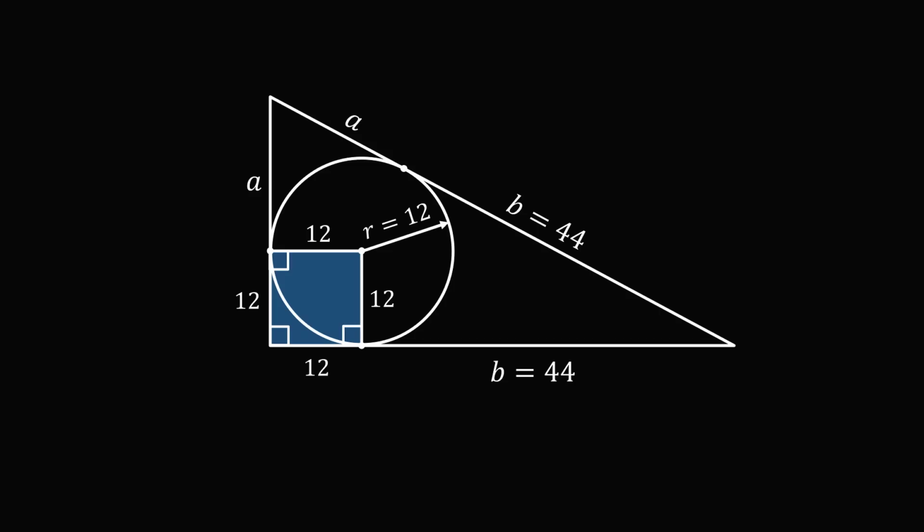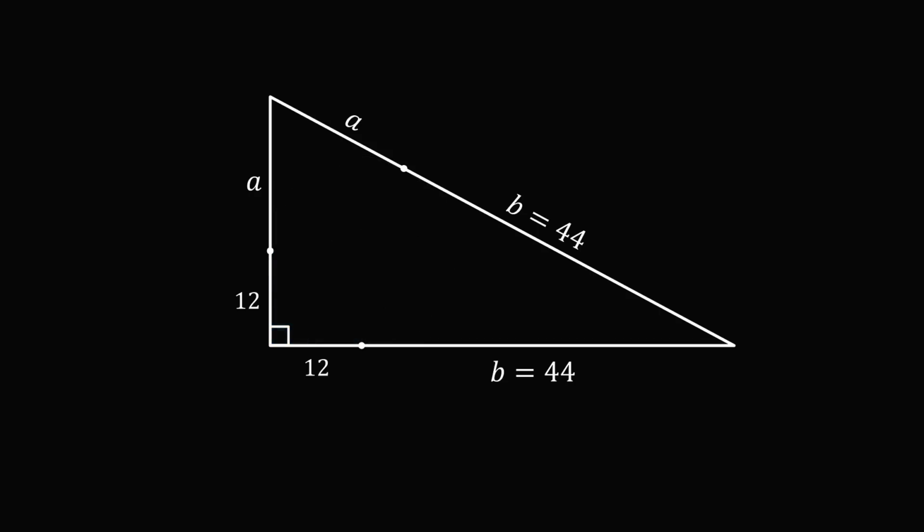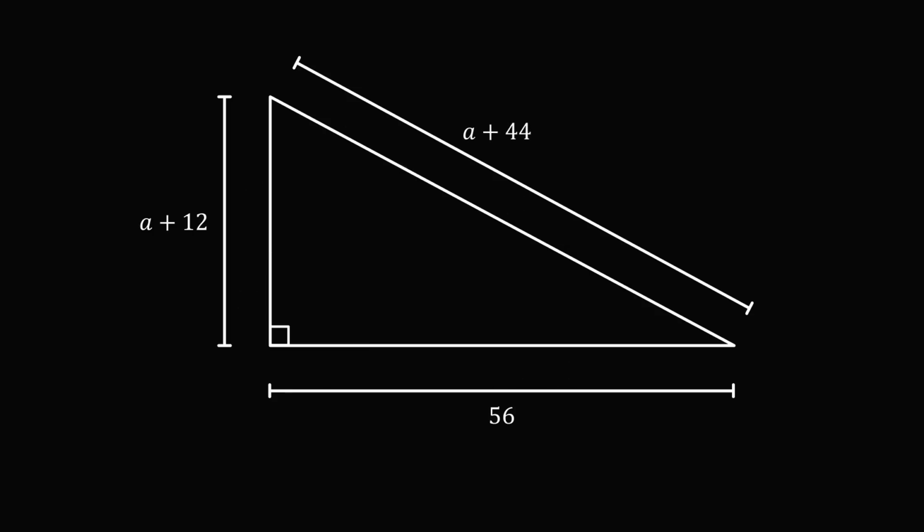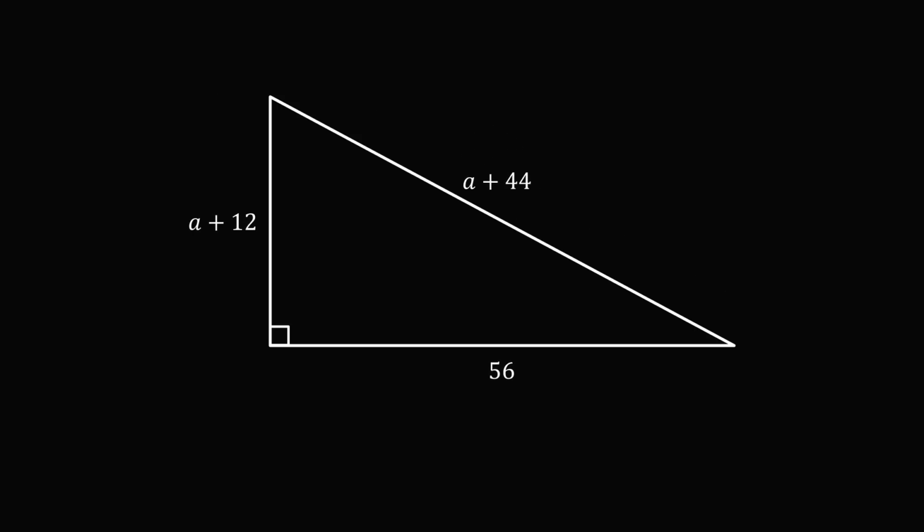We are now ready to solve the problem. Let's focus on the larger triangle and consider the lengths of the legs and the hypotenuse. The shorter leg will have a length that's equal to A plus 12. The longer leg will have a length that's equal to 12 plus 44, which equals 56. And the hypotenuse will have a length that's equal to A plus 44. We now consider just these lengths, and since we have a right triangle, we must have the square of A plus 12 plus the square of 56 is equal to the square of A plus 44.